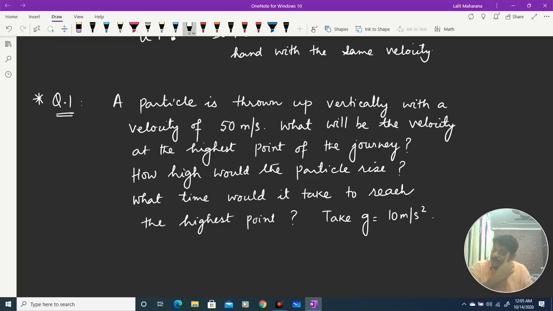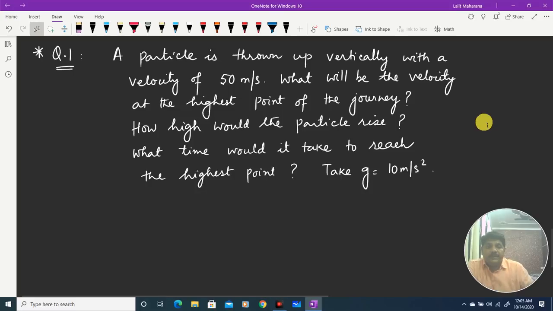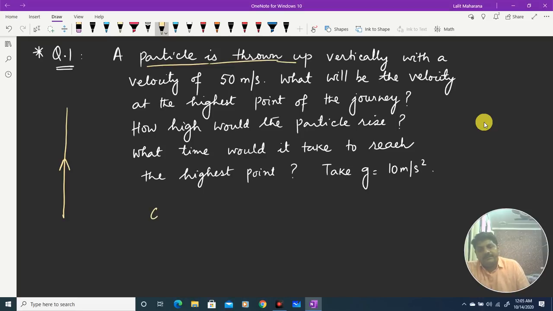Now let us solve this question first. Whenever you are given a question, please try to draw a diagram for the given question. The question is, a particle is thrown vertically upwards with a velocity of 50 meter per second. So if I draw the diagram for this, this is the first part. A particle is thrown up. So initial velocity is given, u is equal to 50 meter per second.